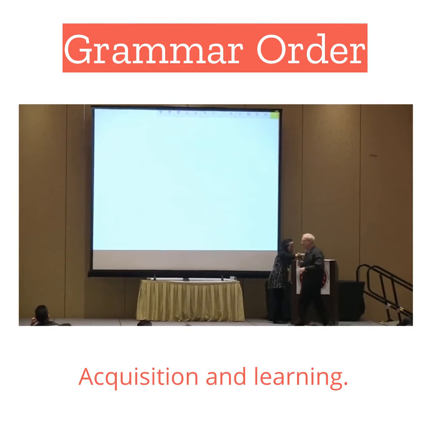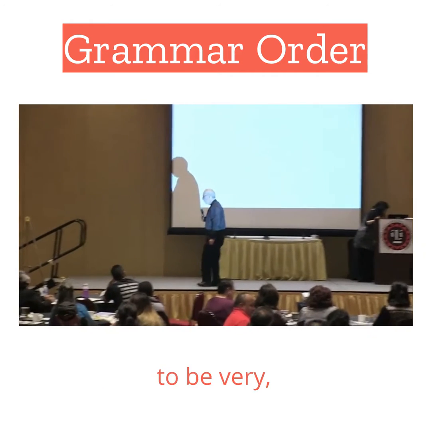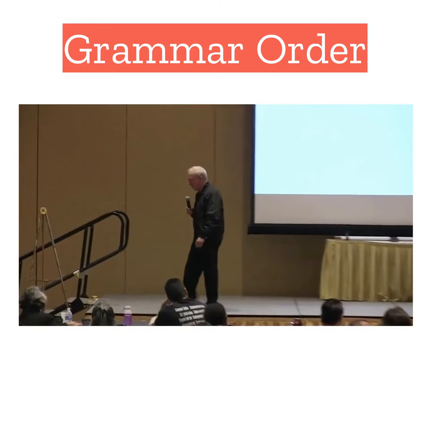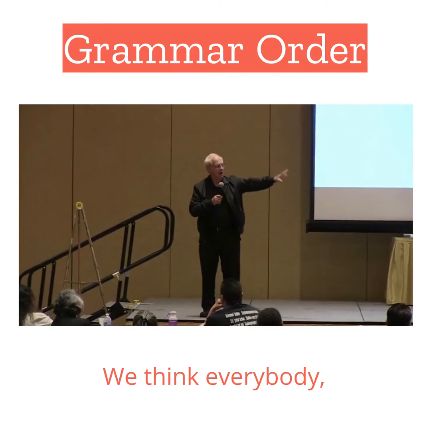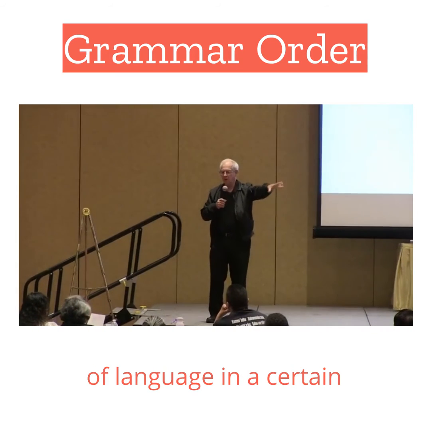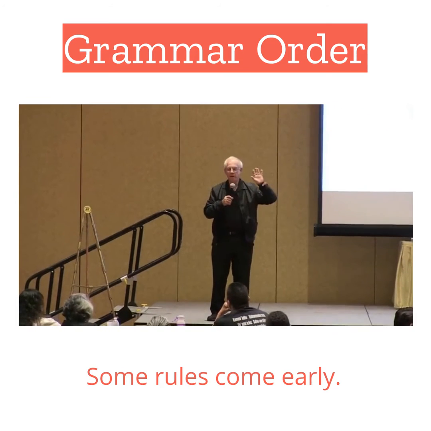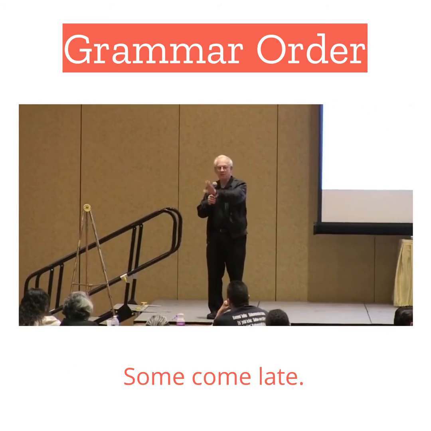That's the first idea, acquisition and learning. The second research breakthrough we had turns out to be very, very useful. We think everybody, children, adults, all acquire the rules of language in a certain order. Some rules come early, some come in the middle, some come late.